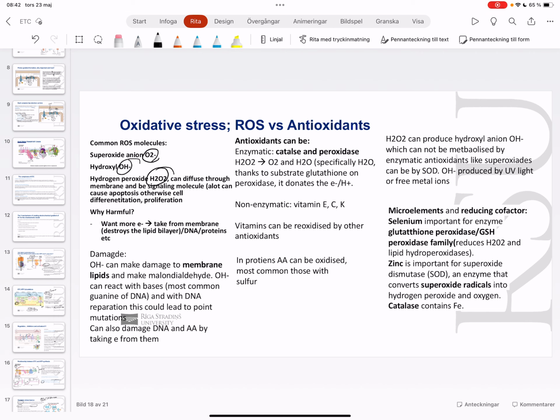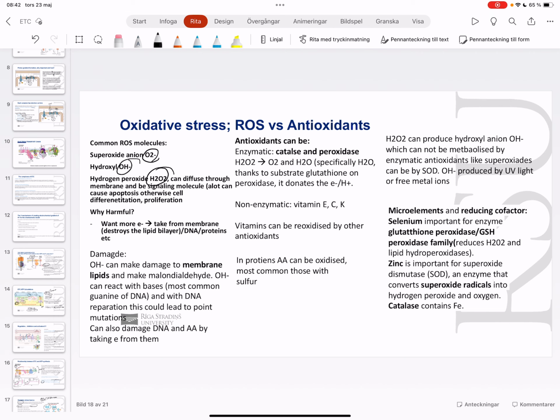Why are these ROS molecules harmful? Because they always want one more electron, and they will take these electrons from membrane or DNA or proteins. So, the damage they can do: a hydroxyl anion can damage the membrane lipids and make malondialdehyde. Hydroxyl anion can also react with bases, most commonly guanine of DNA, and with DNA repair, this could lead to point mutations.